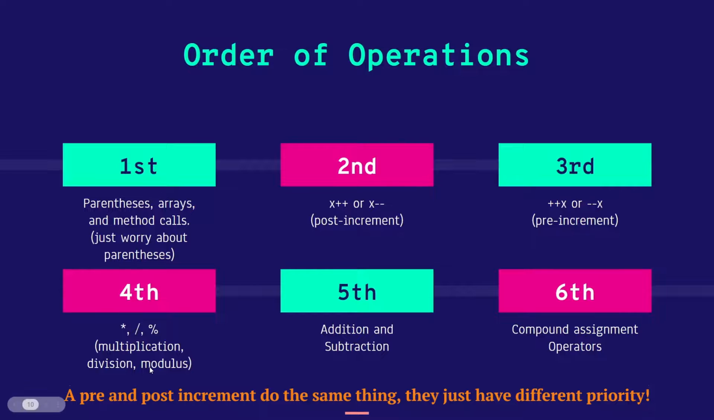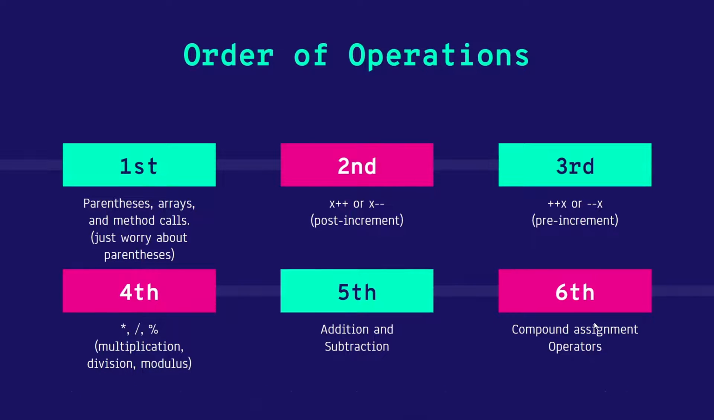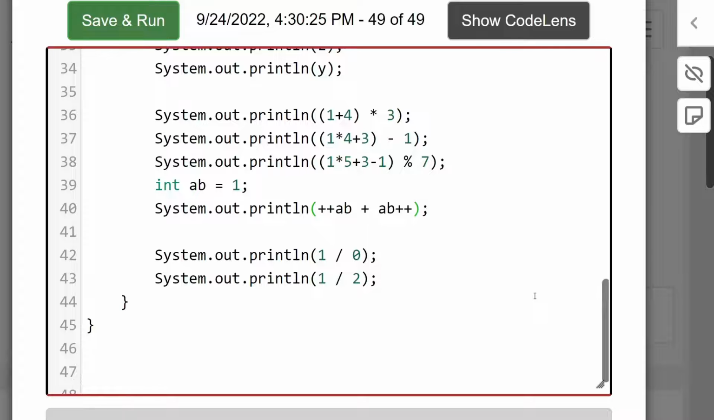Then we have your multiplication, division, and modulus, your addition and subtraction, and then your compound assignment operators are going to be running last. Now let's do a couple of examples to show you how order of operations work. Okay? So just look at the expressions here, and I will tell you what the outputs are going to be. So computers start by looking left to right. They always look left to right, and they find the highest priority in the order of operations.